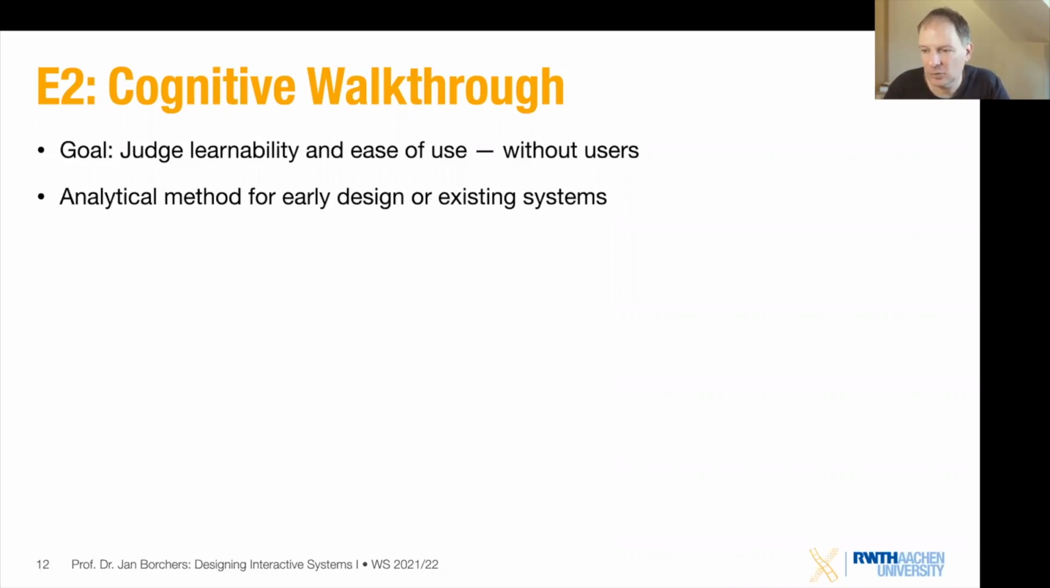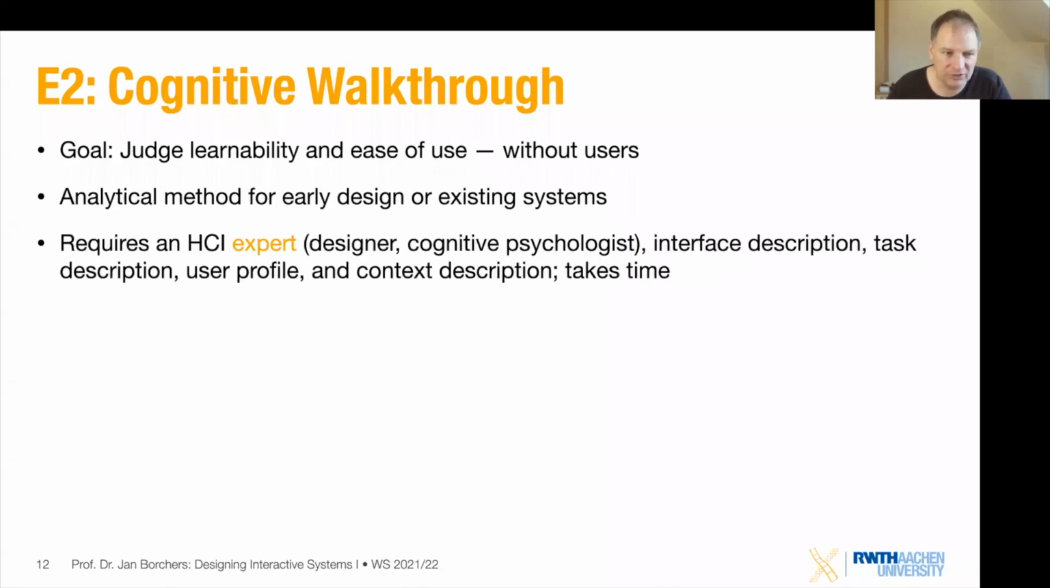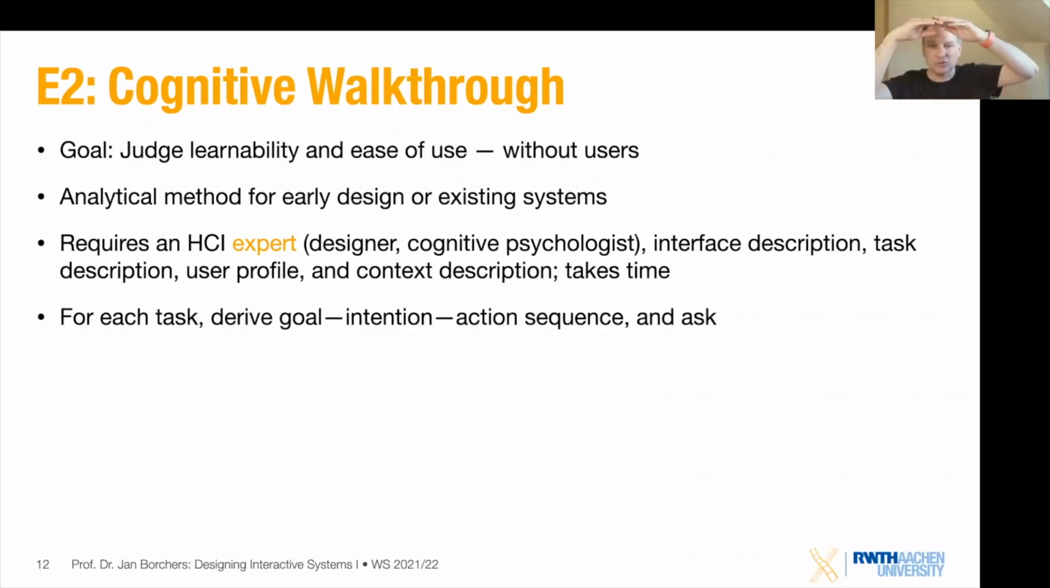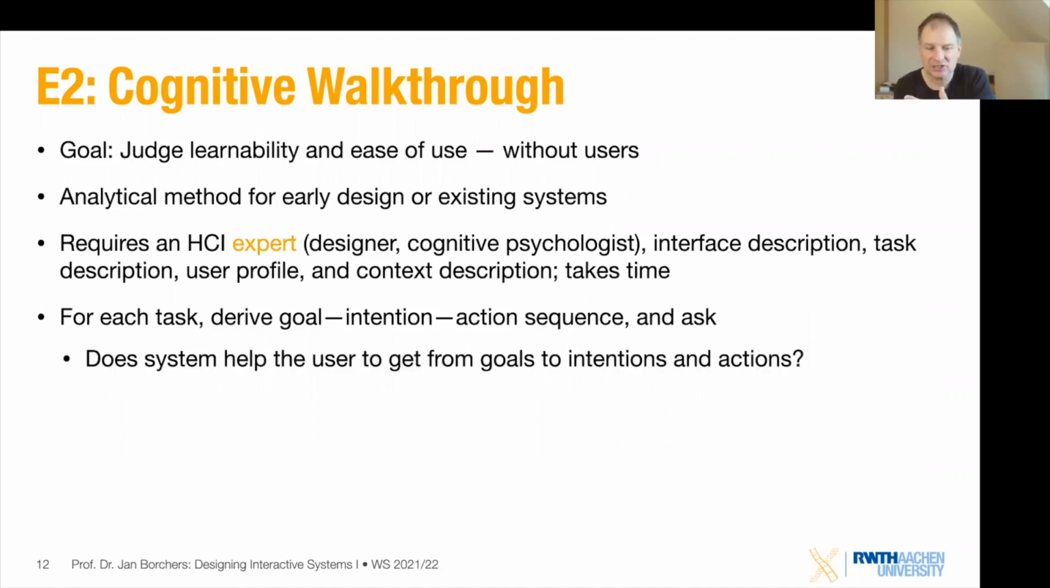And finally, we need the context described. We need to understand where are people going to be using this software, right? So it's basically user, task, and context need to be spelled out in some way. And then an HCI designer basically steps through, having all these things: the expert, the description of the UI, the task, the user profile, and context. And it takes time, because for each task, the expert goes through and uses a model very similar to what we've already learned in Norman's 7 stages of action. He breaks down the goals that the user must have into intentions and action sequences, and then asks himself or herself, well, does the system actually help the user to get from these goals to intentions and actions?